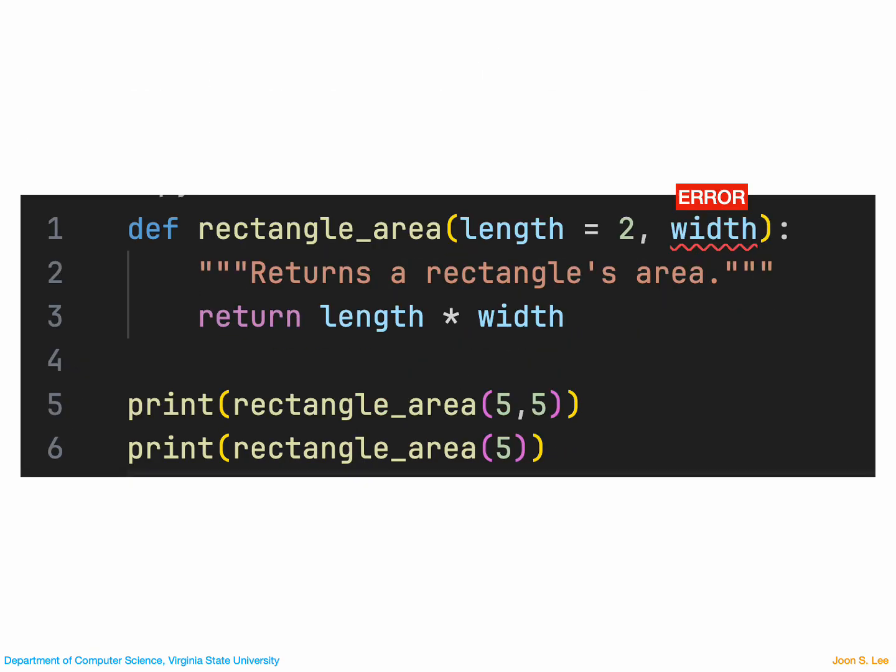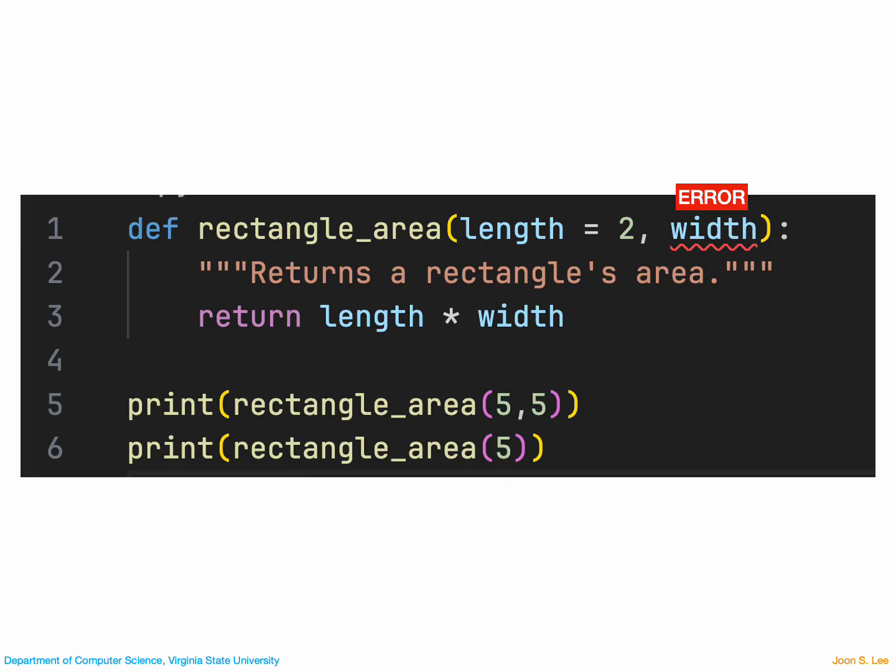Here's what happens if we don't follow the rule about default parameters. In this example, the function rectangle_area has length equals 2 as a default parameter, but then width has no default value and comes after it. Python does not allow this. Remember, all parameters without defaults must come first, and any parameters with defaults must come after them. If you try to put a default parameter before a non-default one, Python will raise a syntax error.